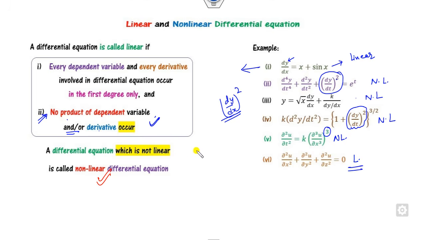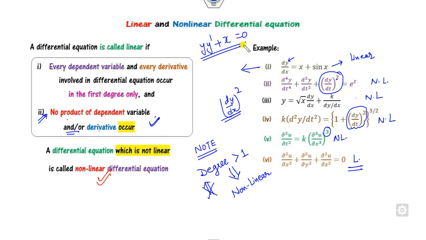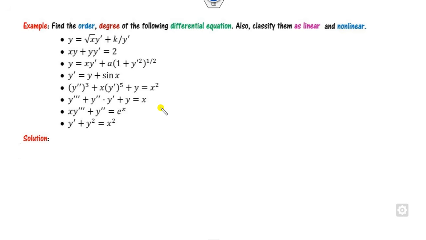Now make sure there is one remark for you here. Whenever the degree of any differential equation is greater than 1, then it is always non-linear. But make sure the converse need not be true. That is, the degree may be 1, but it can be non-linear, like this one. You can see that the order is 1, degree is 1, but it is non-linear because it fails to satisfy this second property. So look at that, you have to find the order, you have to find the degree, and also classify whether they are linear or non-linear.